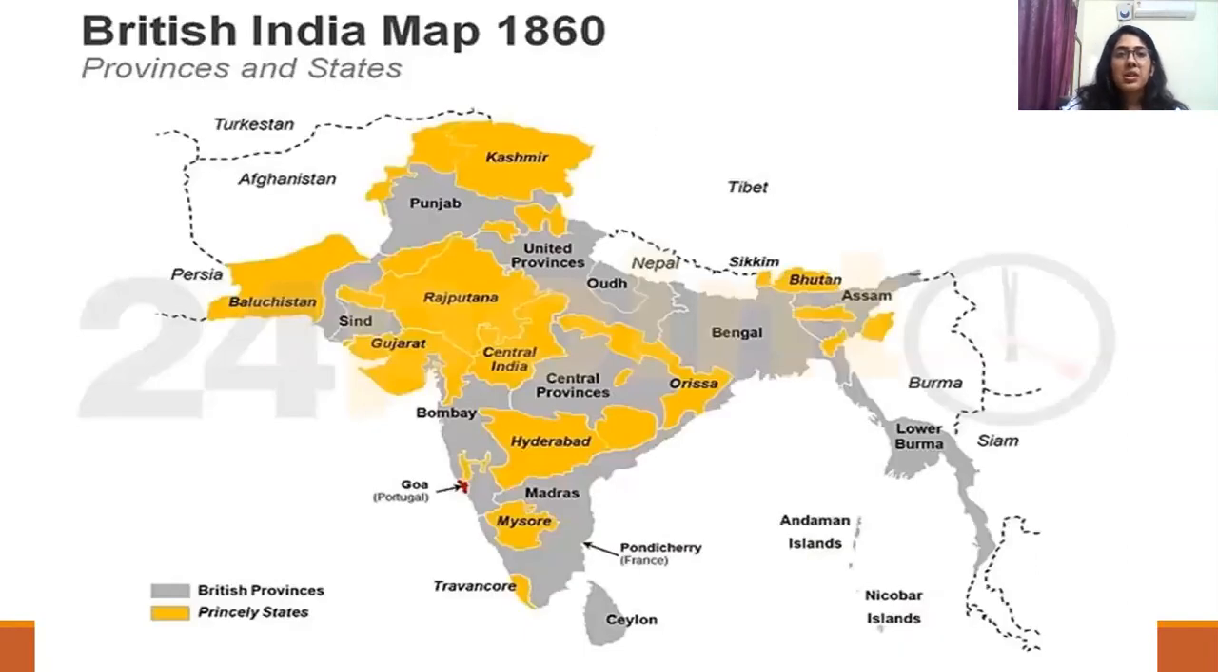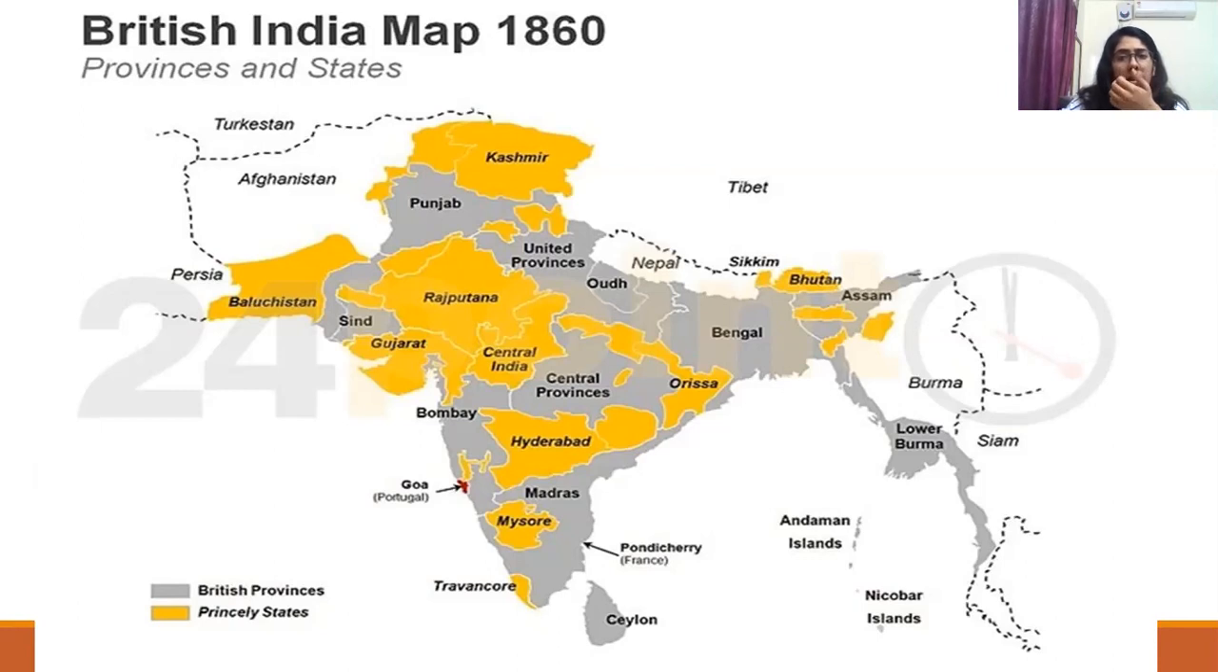Now, this is the British India map of 1860, where various provinces and states have been demarcated, showing how these provinces or princely states were there. Princely states being Hyderabad, Mysore, Travancore, Orissa, Central India, Rajputana, Rajasthan, Baluchistan, Kashmir, because Baluchistan and Bhutan were a part of India as well. So they've been considering it as princely states. And British provinces are highlighted through grey. So just have a look at it, because it might ask you why Goa.